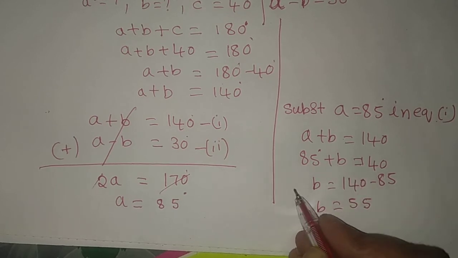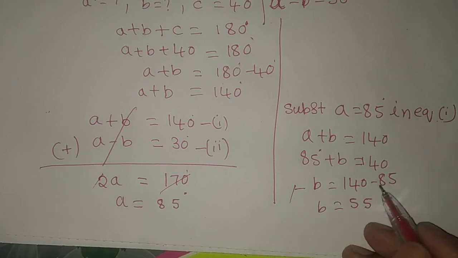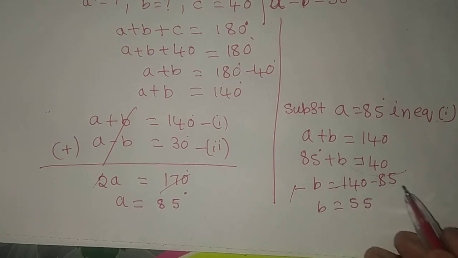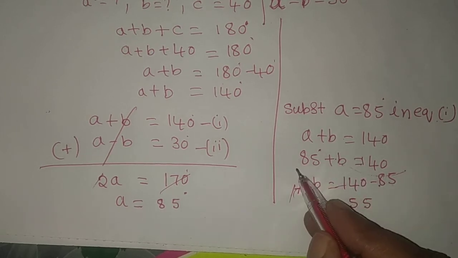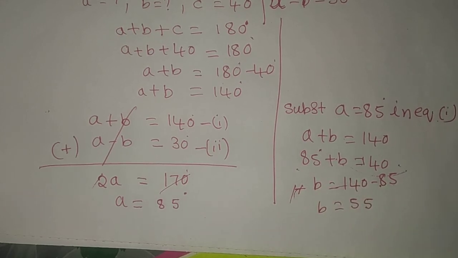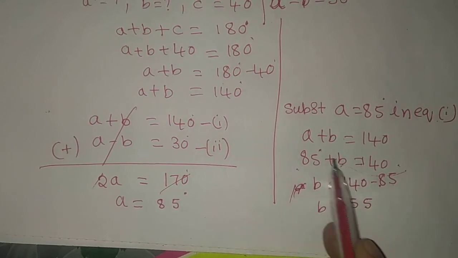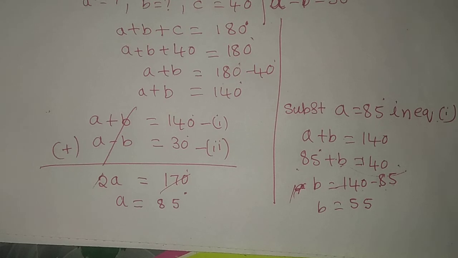So this will become minus, this also minus. So here minus cancels. When this goes this side, this goes this side, minus cancels. Minus B, then this one goes here. So this one is okay, this one is correct. This one goes this side. 140 - 85 is 55. Therefore we got A as 85, B as 55 and C as they have given, 40.